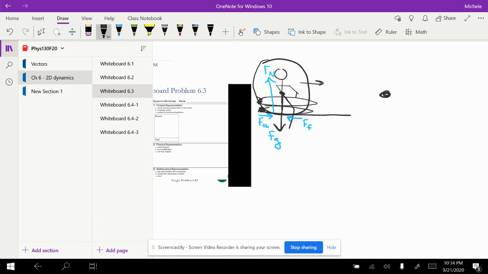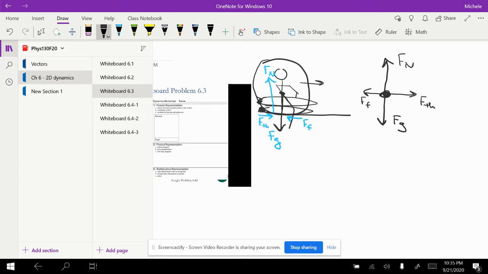Okay, and now we can translate that to our free body diagram. So we're going to have a free body diagram. We're going to have the force of the normal. We're going to have the force of gravity. We're going to have the force of thrust this way, and we're going to have the force of friction this way.